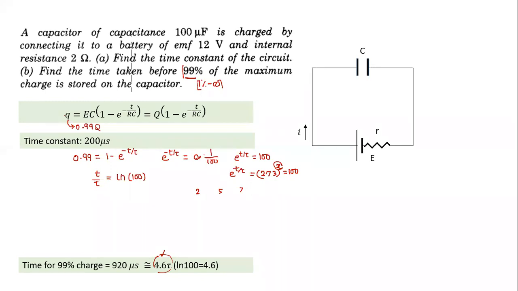So I'll stop here. More than 99% charging is done within 5 time constants. What we have done today: the RC circuit and the equation based on Kirchhoff's loop rule. It comes as a differential equation. We integrate, and we find the equation. Today our focus was to understand this equation, understand what the time constant is, how it affects the charging process, what the charging curve would look like, and what the rate of charging is.